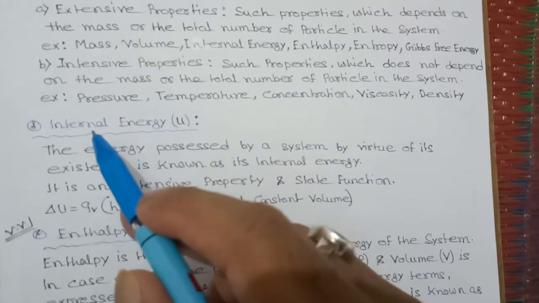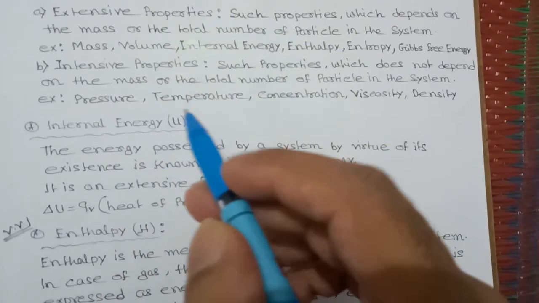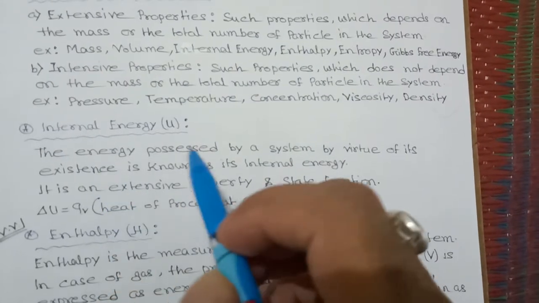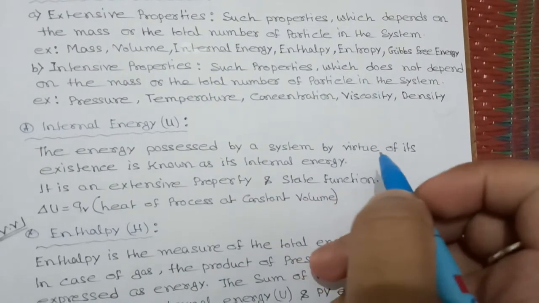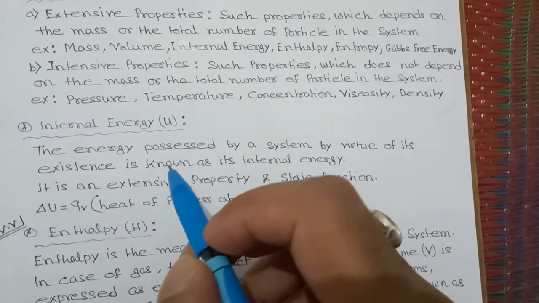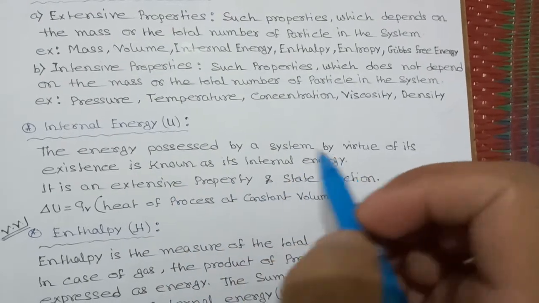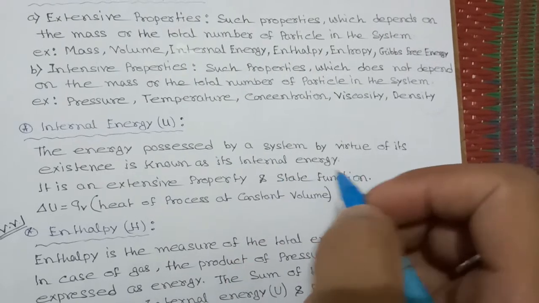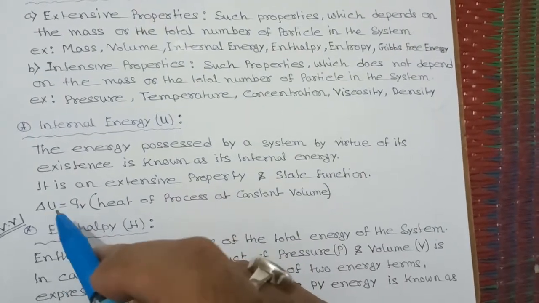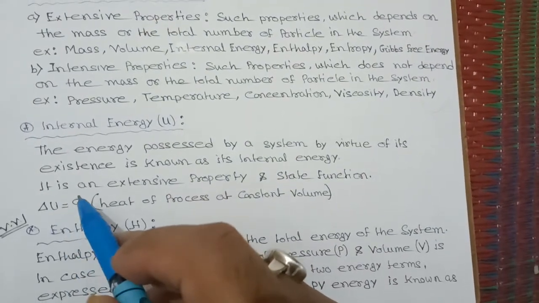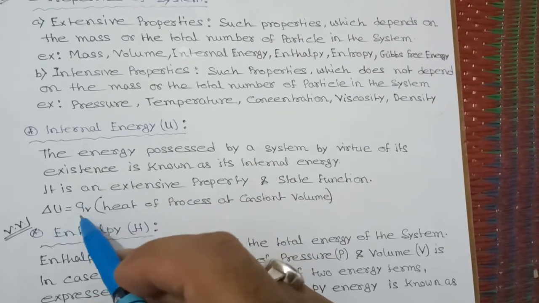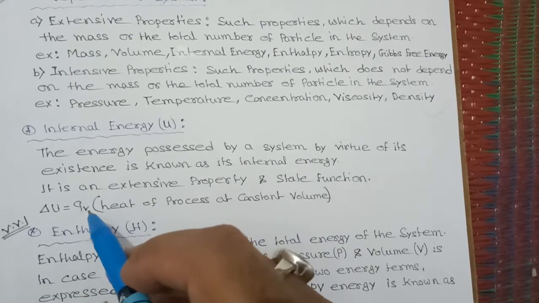Now we have to learn internal energy. This is denoted by U. The energy possessed by a system by virtue of its existence is known as its internal energy. It is an extensive property and state function. And change in internal energy is equal to heat at constant volume. This is Qv, meaning heat at constant volume.